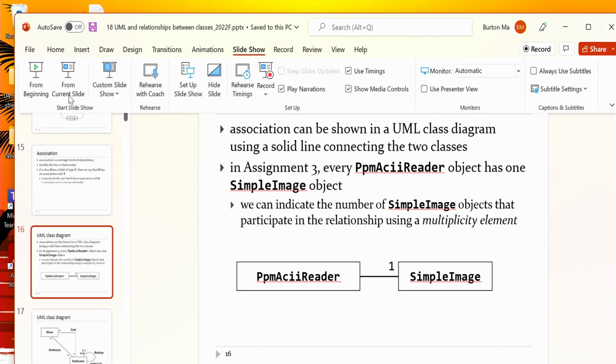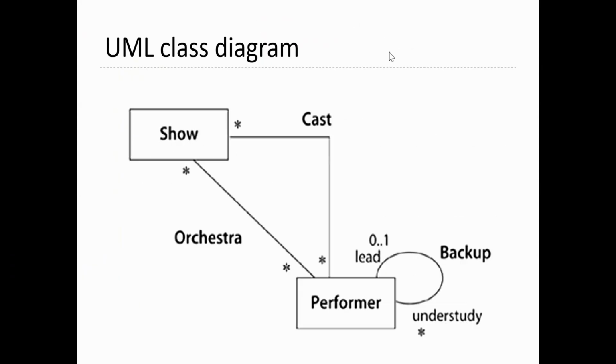Okay, here's a fairly elaborate UML class diagram that uses association. This class diagram shows the relationship between a class called Show, like a Broadway show, a play on Broadway or somewhere else, and the performers in the show.